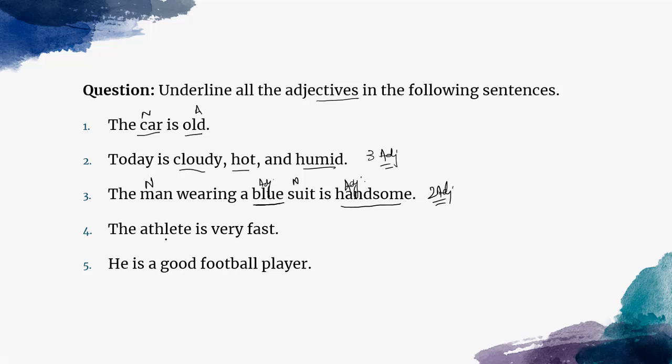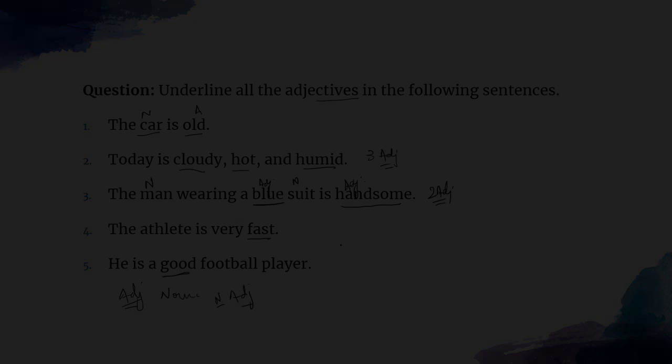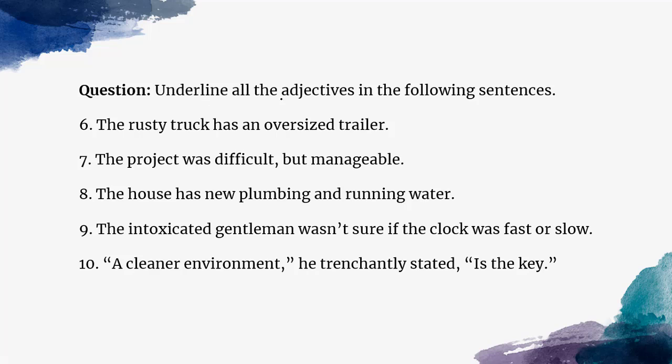Next, the athlete is very fast. So this is an easy one. Fast is my adjective because it is describing athlete. He is a good football player. Okay, so here good is describing the football player. So friends, आप देख सकते हैं कि adjectives can come before a noun and they can also come after a noun. Okay, moving forward. So again, now let's underline all the adjectives.